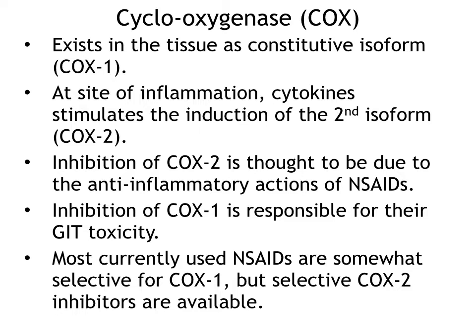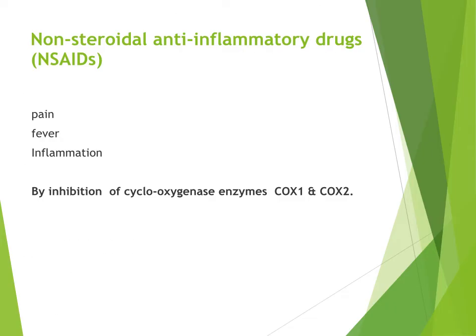So again, to revise about the cyclooxygenase enzyme, it comes in two isoforms, 1 and 2. Inhibition of cyclooxygenase 2 is thought to be responsible for the anti-inflammatory actions of NSAIDs, while inhibition of cyclooxygenase 1 is responsible for their GI toxicity. Now, the drugs that we use that are members of the NSAID family are mainly selective for cyclooxygenase 1. But as we said, we tried to develop newer drugs that target only cyclooxygenase 2.